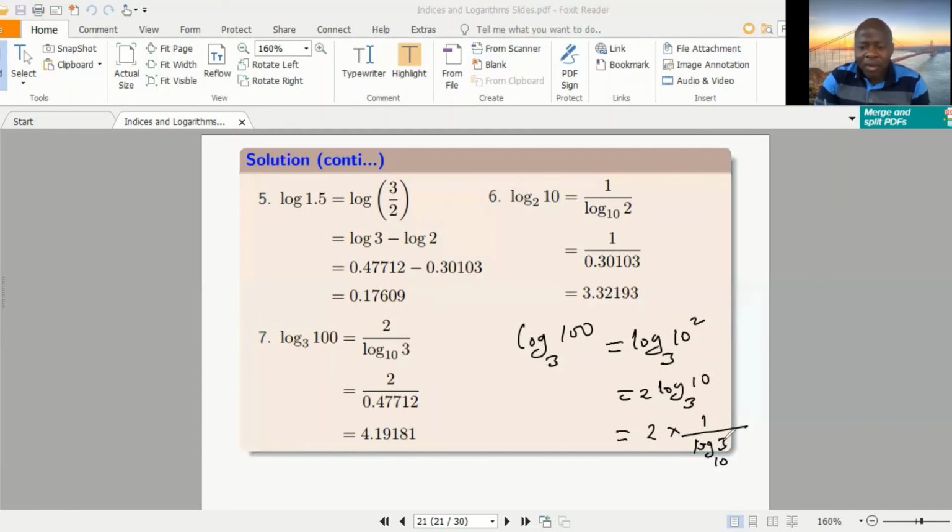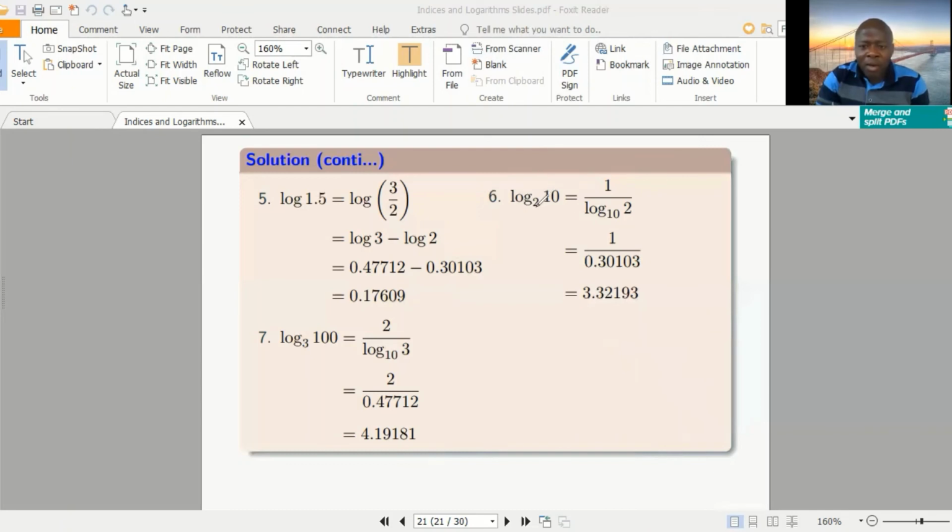Because I know what the log of 3 to base 10 is. So it's the same as 2 over 0.4771, because the log of 3 to base 10 is 0.477. So it's only at this point that I can use a calculator to get these results. But the rest, I was just thinking in terms of what is given to me.